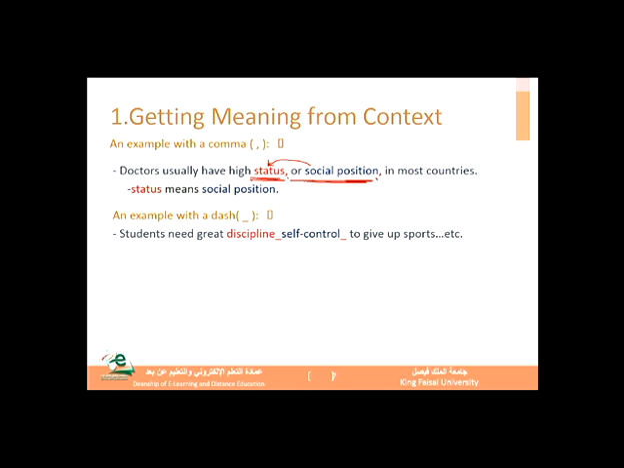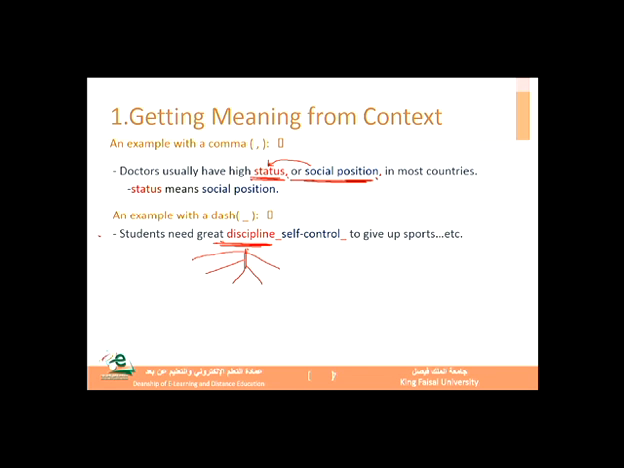All right, then we have an example with a dash. Here we have this sentence. Students need great discipline, or self-control, to give up sports, hobbies, etc. The word that we want to know the meaning of is the word discipline. Again, as I said, sometimes one word might have 2 or 3 or more meanings. How do we know the meaning of this word in this context? Well, linguistics is a discipline, right? So this is one meaning. Linguistics, mathematics, psychology, sociology, those are disciplines, different disciplines.